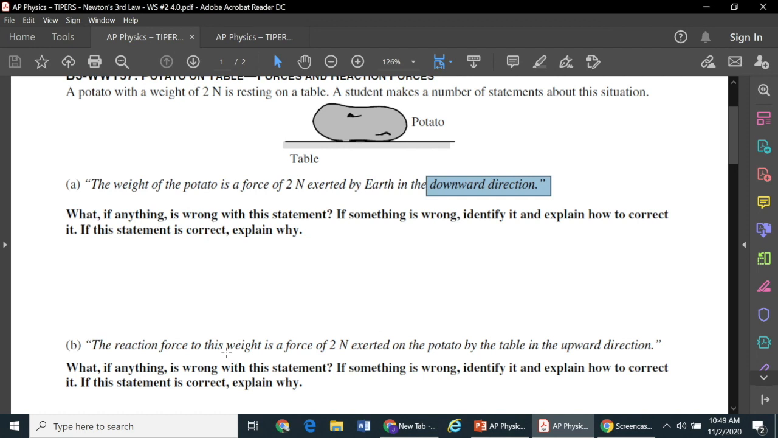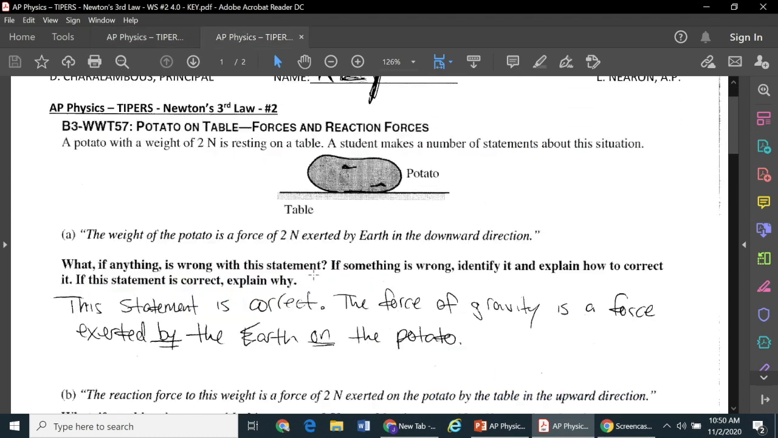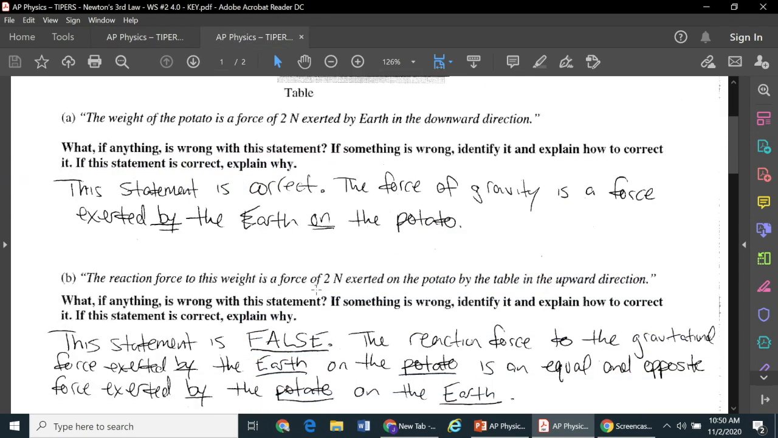So the question essentially is saying the reaction force to this weight is a force of 2 newtons exerted on the potato by the table in the upward direction. And despite the fact that the normal force is equal and opposite of the weight, the normal force is not a Newton's third law reaction to the weight. This answer is false. The reaction force to the gravitational force exerted by the Earth on the potato is an equal and opposite force exerted by the potato on the Earth.